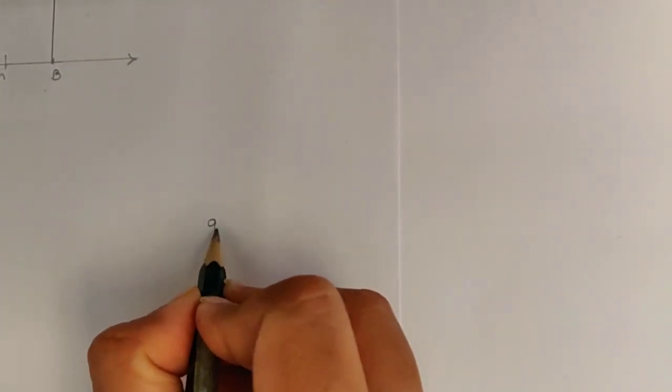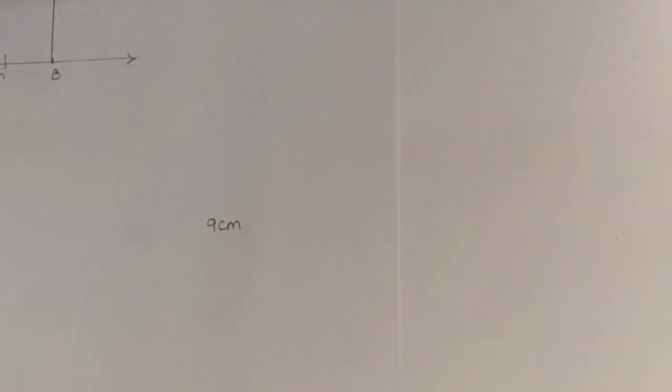So one diagonal is given, 9 centimeters in length. According to the property of square, all diagonals are of equal length. So what I will be doing is, I will draw a diagonal horizontally of 9 centimeters. This is the 9 centimeter line I have drawn.